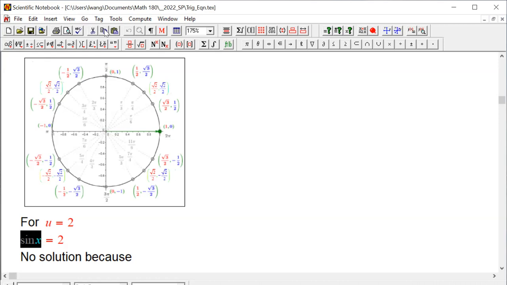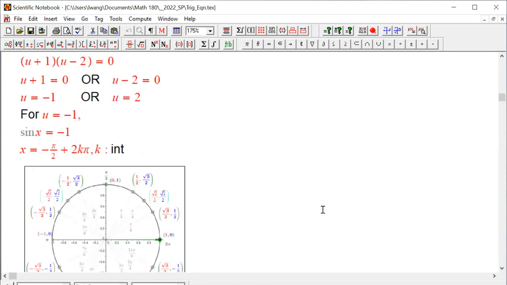Because the range of sine x is between -1 and +1 for any real number x. And of course, this is not going to happen. Sine x equals 2 is never going to happen. Not in a million years, right?